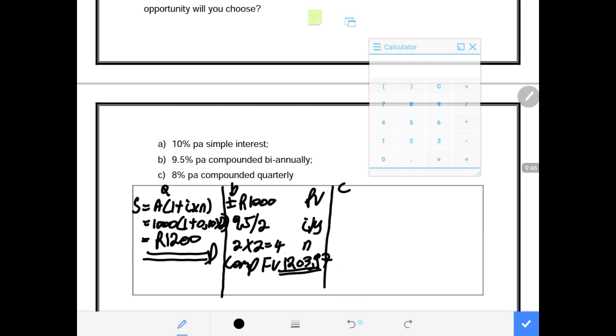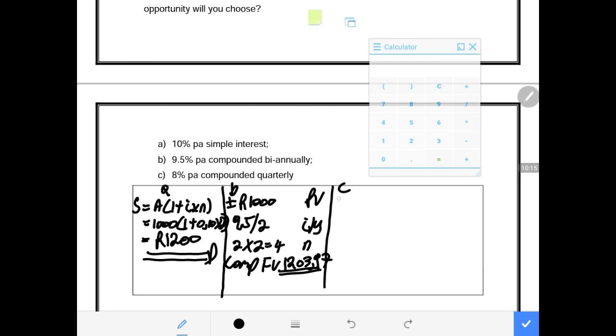But let us look at the last investment, where the percentage is less than the other percentages, but the frequency of compounding is quarterly, meaning there are many times in which the interest will be compounded, or many times in which the interest will be added back to the capital. It means there are 4 times in a year in which the interest will be added back to the capital, or the principal, or the original amount that we have invested.